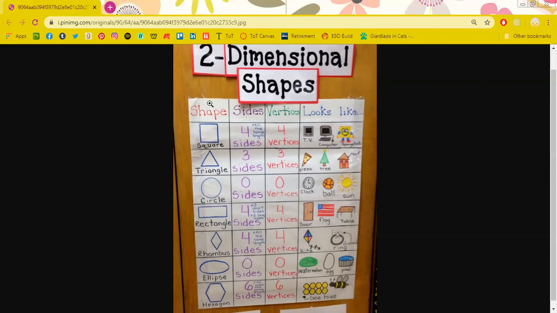So it shows us a few different shapes, and then it talks about sides, vertices, and it doesn't show it here, but we're going to talk about if a shape is open or if it is closed. So before we start looking at our different shapes, we are going to define these words.